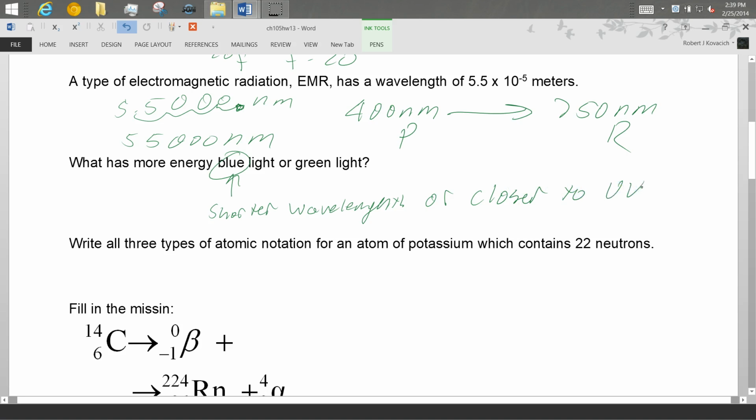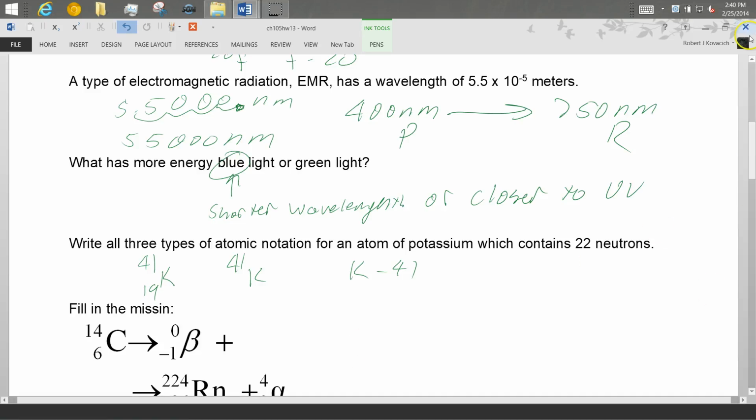Write all three types of atomic notation for a potassium which contains 22 neutrons. So I've got a K, 19, and 22 would give me 41. So then K with a 41 superscript, and then K with a dash 41. You go with that? That's what we're looking for.